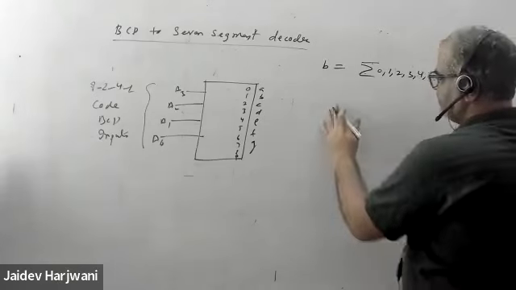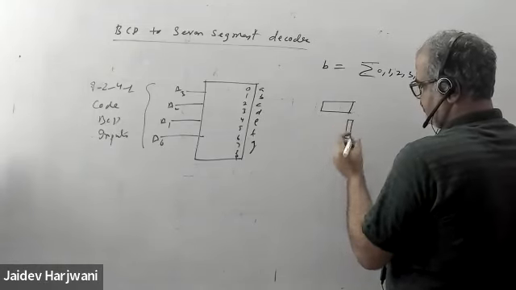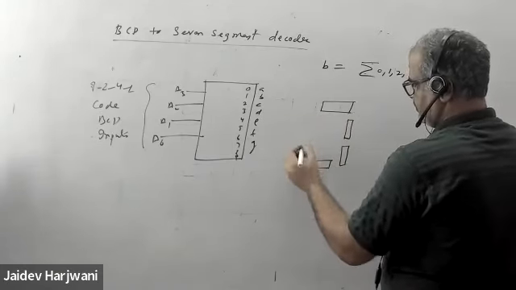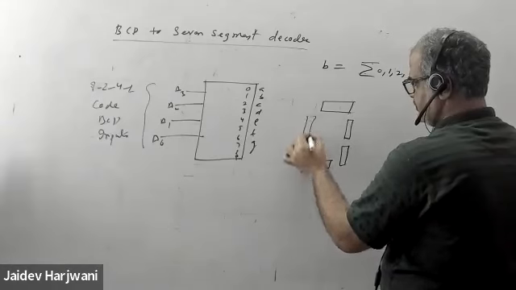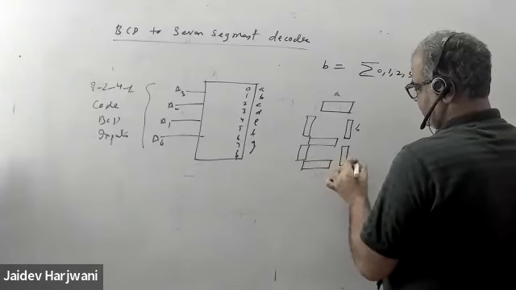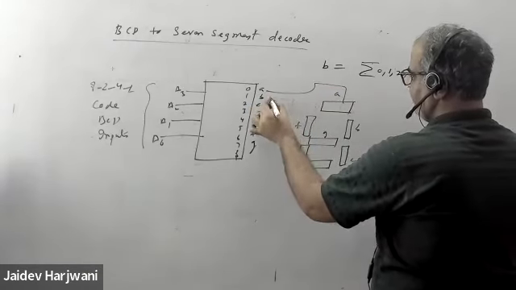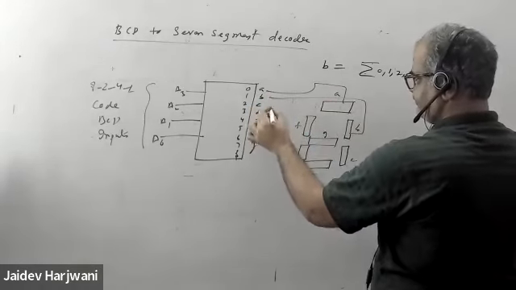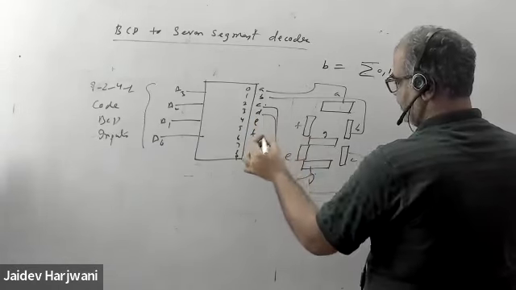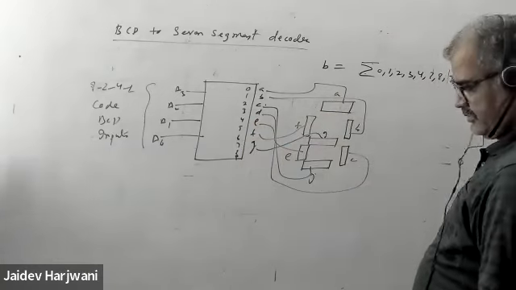Okay, now I have the 7 segment display here. This is your A, B, C, D, E, F, G. Just connect A with A, B with B, C with C, D with D, E with E, F with F, and G with G.